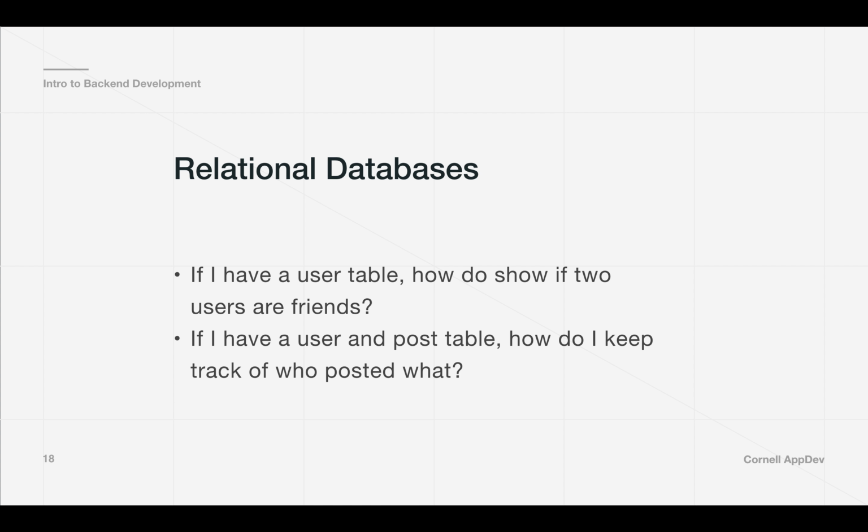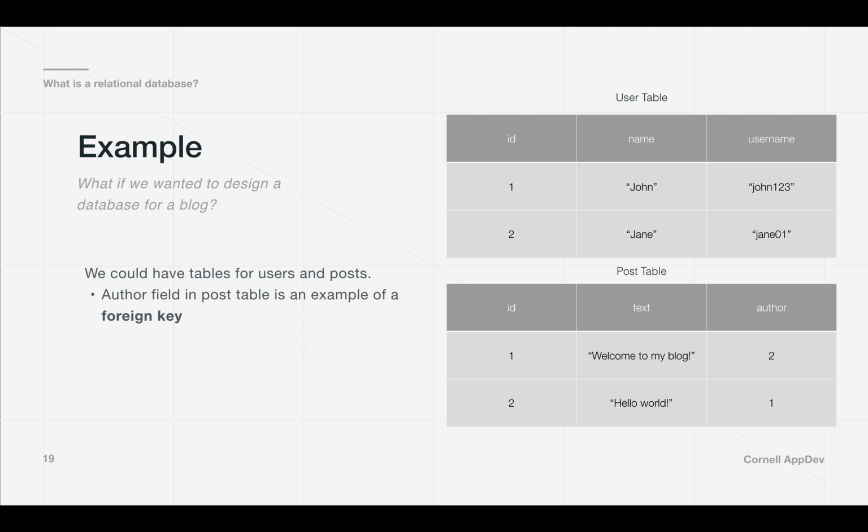Here are some examples of why a relational database might be useful. If I have a user table, how do I show if two users are friends? And going off of what I said earlier, if I have a user table and a post table, how do I keep track of who posted what?